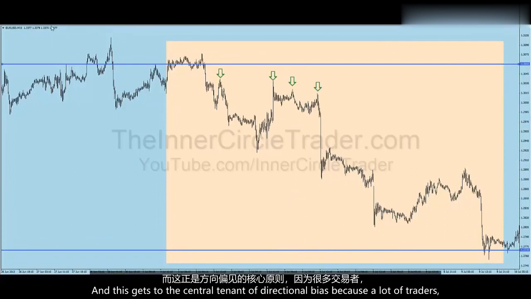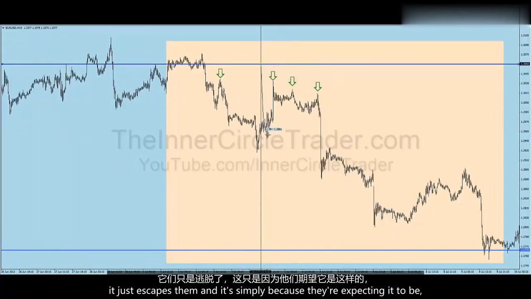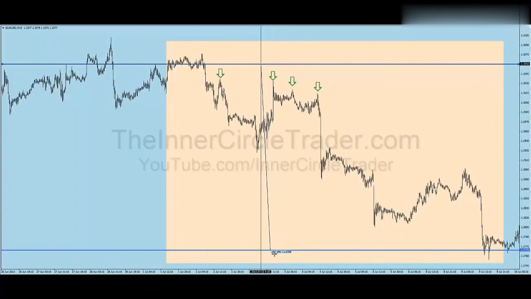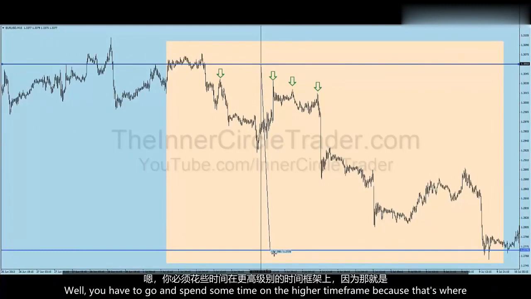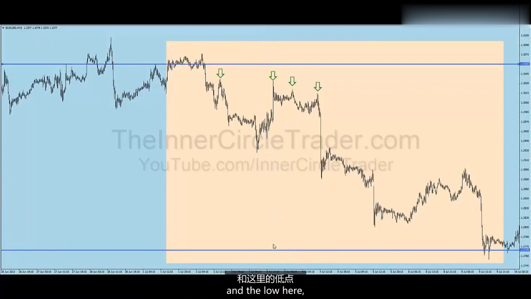Okay, and this gets to the central tenet of directional bias, because a lot of traders, it just escapes them, and it's simply because they're expecting it to be, again, real easy to determine by just simply looking at the chart. Well, you have to go and spend some time on a higher time frame because that's where it's going to tell you. So we have a range of 291 pips between the high here and the low here, these two higher time frame levels. So 290 pips.